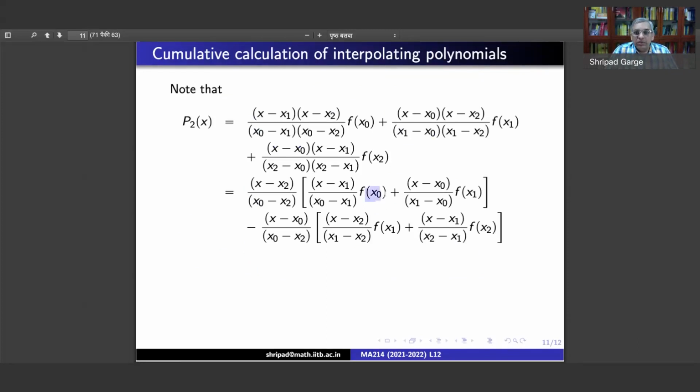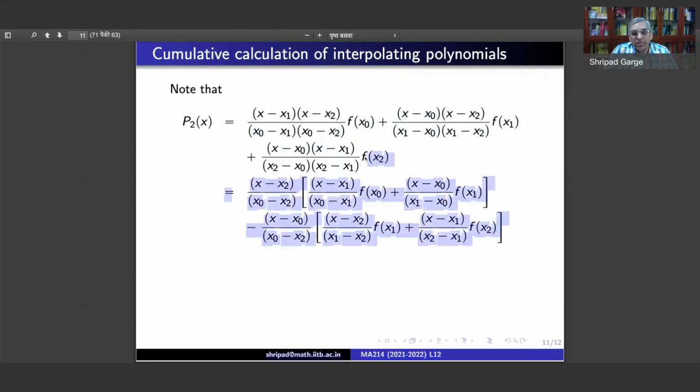Let's compute the coefficient of f of x0. Here it is x minus x1, x minus x2. In the numerator, we indeed have x minus x2, x minus x1. The denominator for f of x0 is x0 minus x1, x0 minus x2, which is really the thing here, x0 minus x2, x0 minus x1. Okay, so f of x0 component is correct.